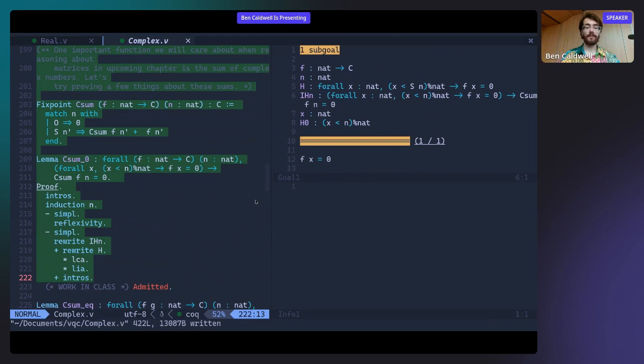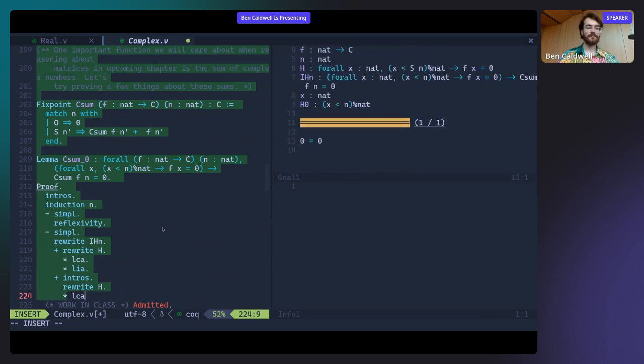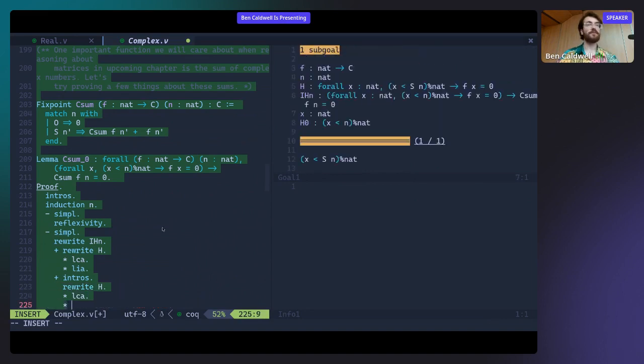And again, we need to show f of x is equal to 0. So h again. This one, we can do LCA, we can do reflexivity, but now we're here. X is less than Sn. How would we approach this?